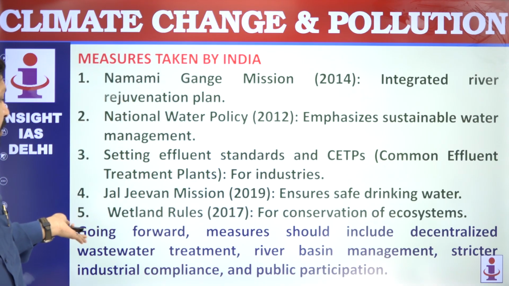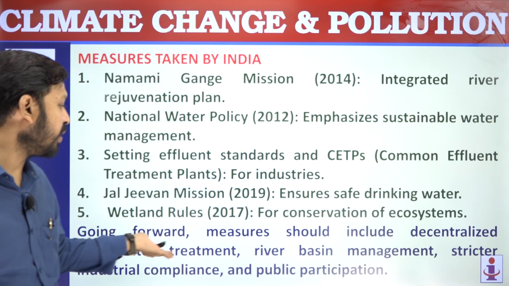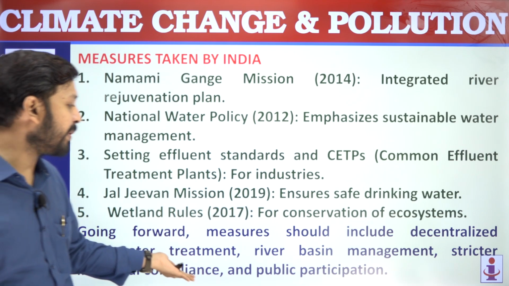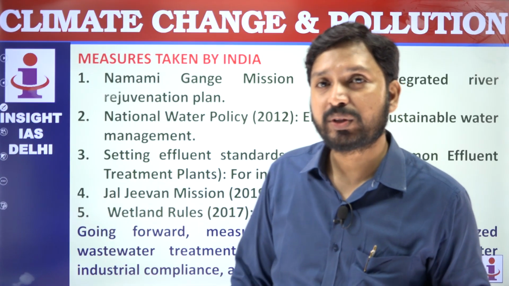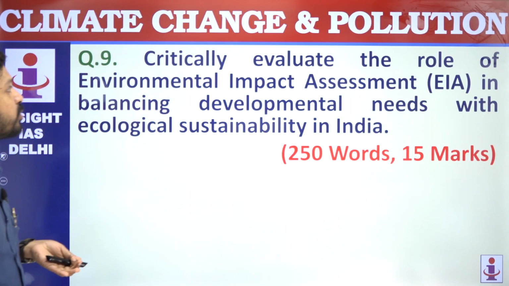Apart from that, what we need to do is take measures like decentralized wastewater treatment, river basin management, stricter industrial compliance and public participation. If all these things go hand in hand, then we can reduce water pollution, so that it will have a better effect on human health and ecology. So let's go to the next question.